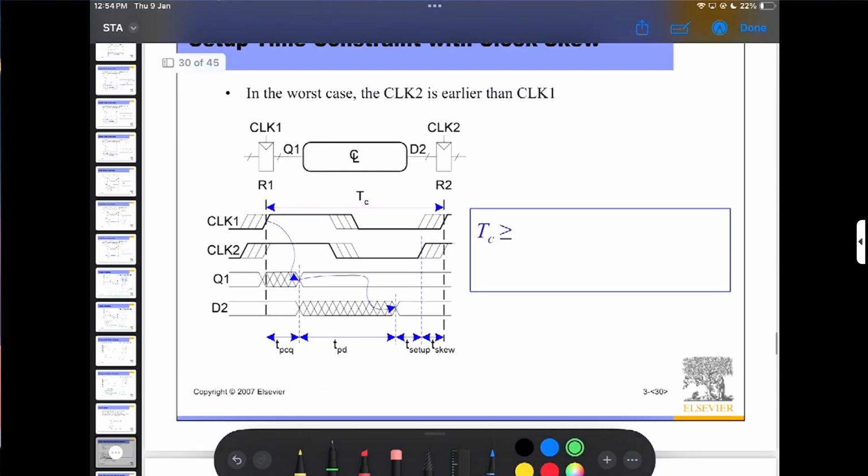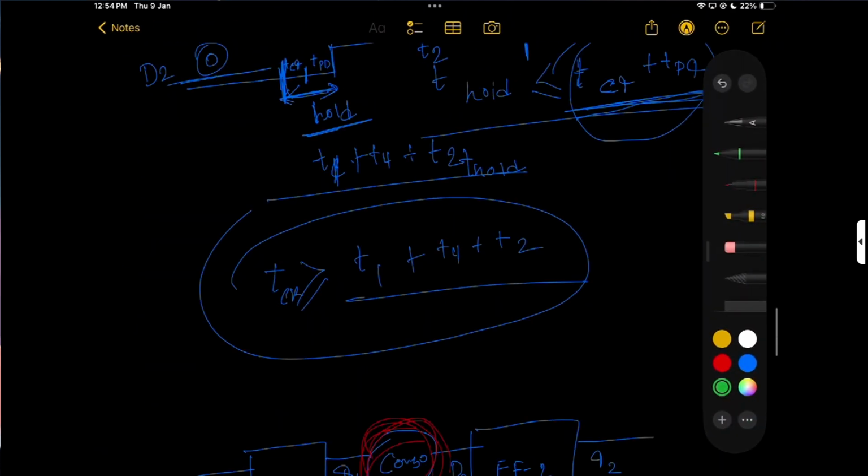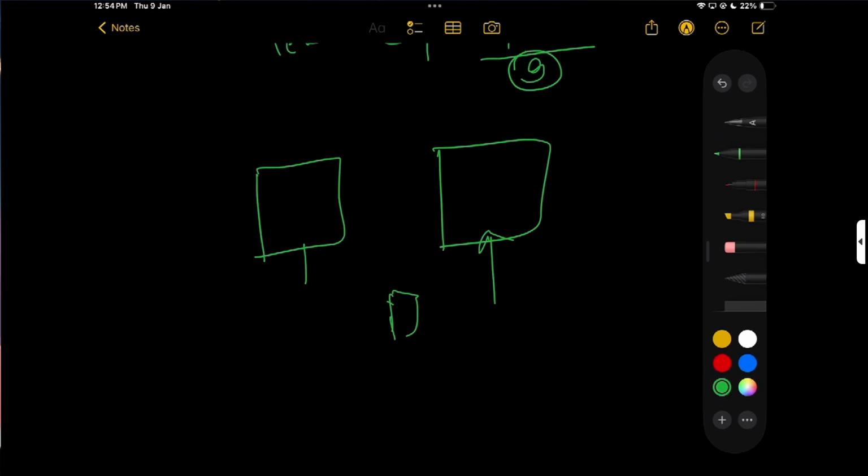So basically, if my clock came to flip flop two first. Suppose here is flip flop one and here is flip flop two. I assume that this flip flop is getting the clock first. But what happened in this flip flop? There is some delay.